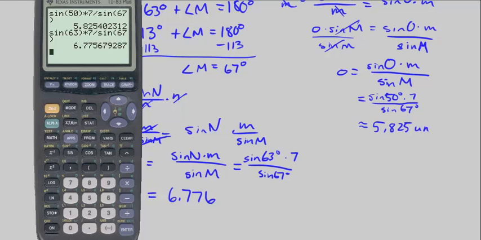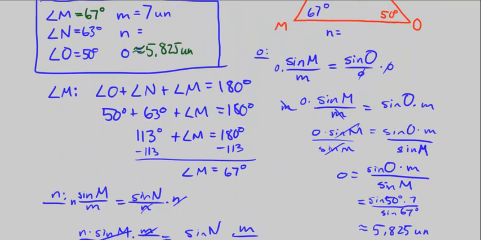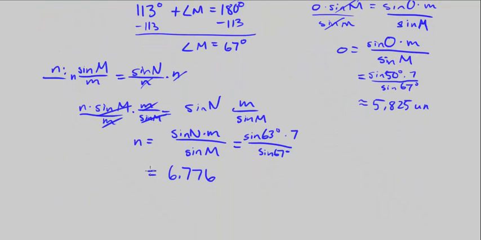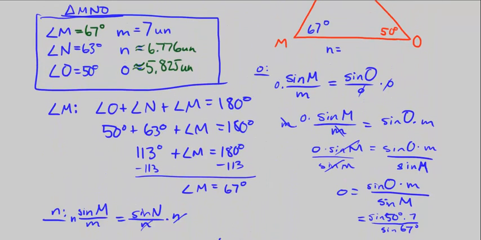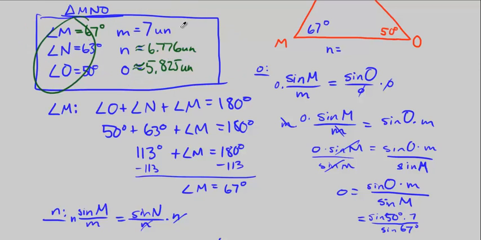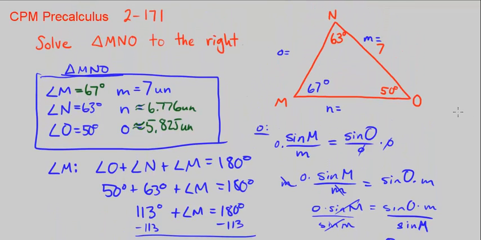Let's get rid of the calculator. 6.776, put it here. And again, this is approximately 6.776 units, just like I should have written down here, this is approximately. And so there we go. We solved triangle MNO. We have all three angles, all three sides. And that ends for us CPM Precalculus Chapter 2, number 171.